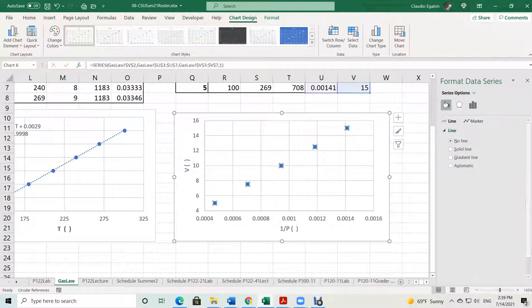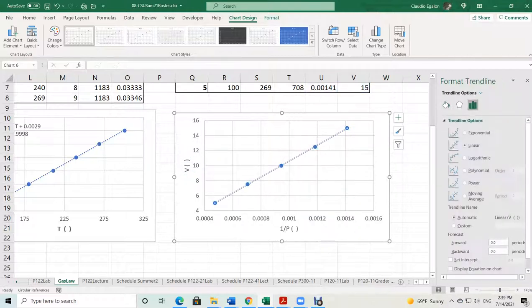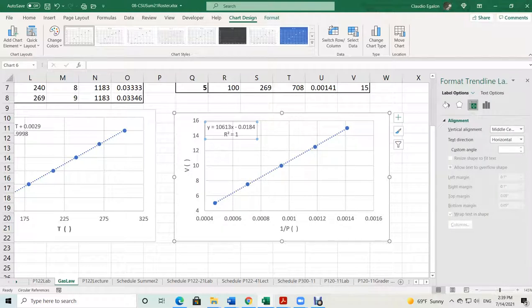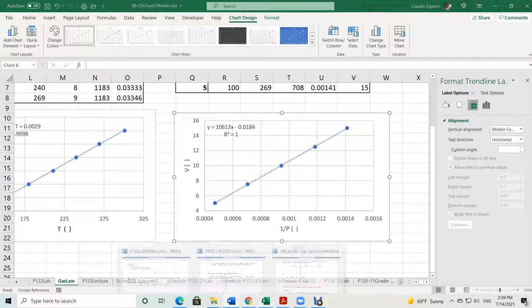Oh, don't forget to put the trend line as well. Display equation on chart, display R square. See the slope? We have a slope. 239. Let's see what else he asked us to do.